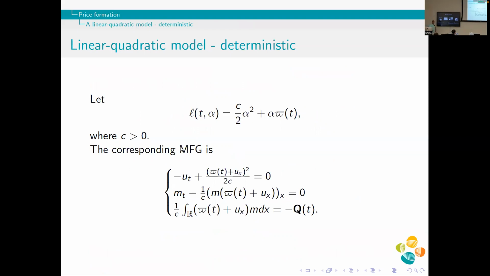Now, as I promised you, I would show you a little bit of the proof. And I'm going to do the proof of existence of solutions in one example. Well, it's not going to be a complete proof, but it's going to convince you at least that there is some hope of proving existence of solutions.